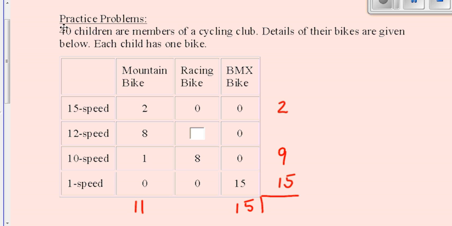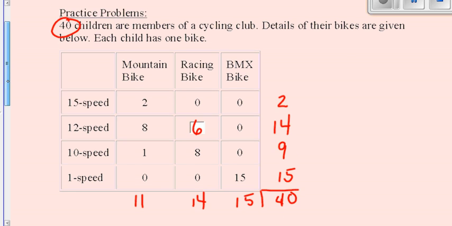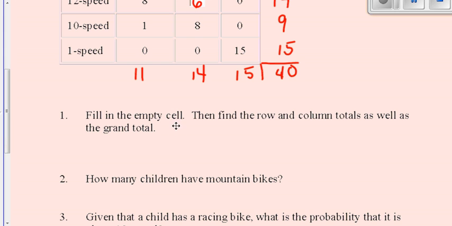Now it's set up here that there are 40 children, and each child has only one bike. So if this is 40, then we can work backwards, and this would have to be 14 in order to add up to 40, which means that this would have to be 6, which means this would be 14. Now let's just double check. 11 plus 14 plus 15, yeah, that's 40. So we have the numbers right, and down here it asked us some questions. So fill in the empty cell, we did that. That was 6, and we found the row and column totals and the grand total.